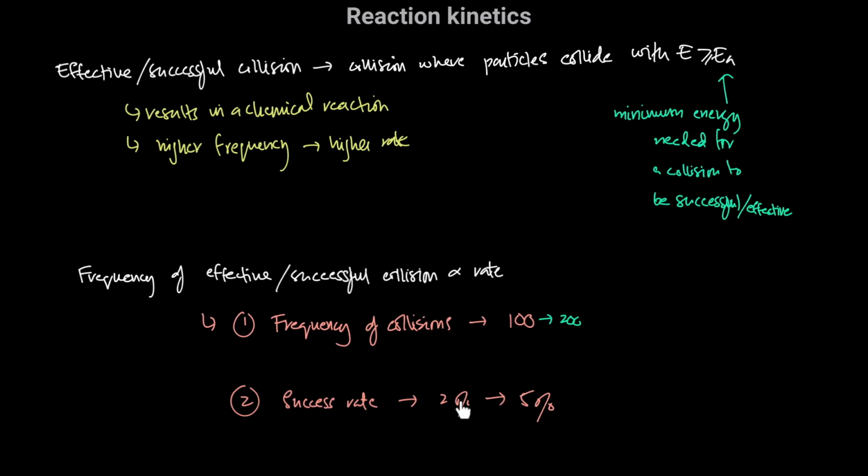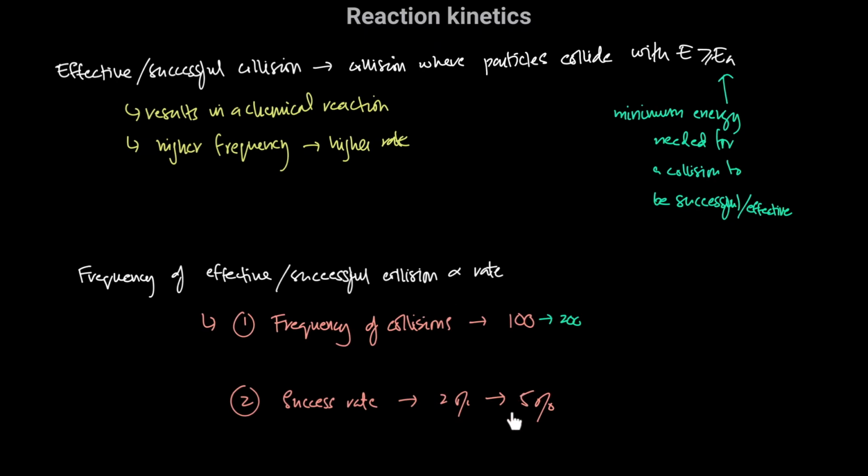Now, what factors affect the success rate? Essentially, to increase the success rate, we want to increase the average energy of the particles, right? We can do that by increasing the temperature. So now we'll have more particles with energy greater than or equal to the activation energy, and therefore we'll have a higher success rate. More of the collisions will result in a reaction taking place.